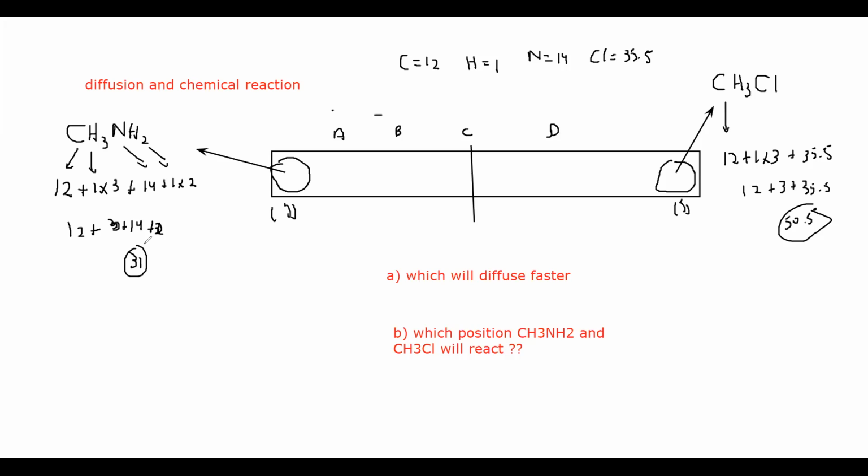So which will diffuse faster here? CH3NH2 will diffuse faster. So if it diffuses faster, which point will they likely react at? They will react at the center if both have the same mass. If two gases have the same mass, then they will react at the same point, the center. But if one gas is diffusing faster than the other, the one which diffuses faster will cover greater distance. So the point at which they react is not the same distance from both ends.